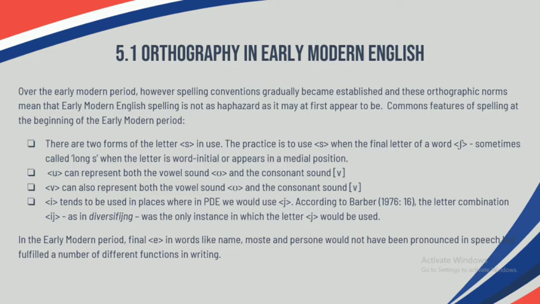Fourth, I tends to be used in places where in PDE we would use J. According to Barber, the letter combination as in the versifying was the only instance in which the letter J would be used. In the early modern period, final E in words like name, monster, and persona would not have been pronounced in speech, but fulfilled a number of different functions in writing.